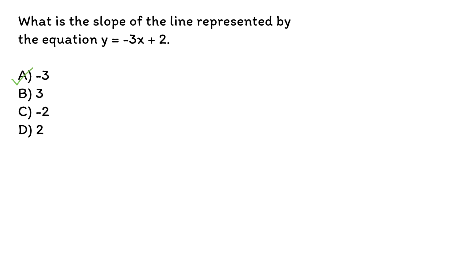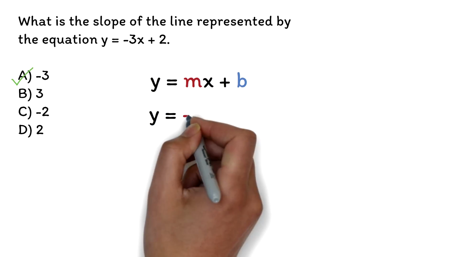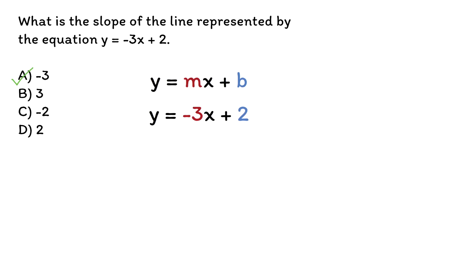The equation given is in the slope-intercept form. This is y equals mx plus b. In this form, the coefficient of the x is your slope. Basically, the number with the x is your slope. Since we have -3x, -3 will be our slope.